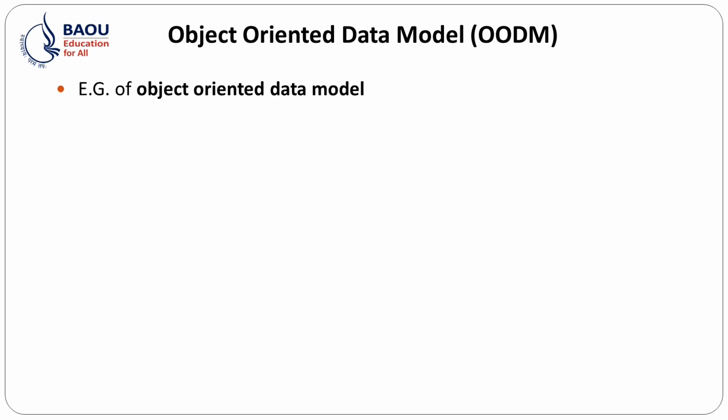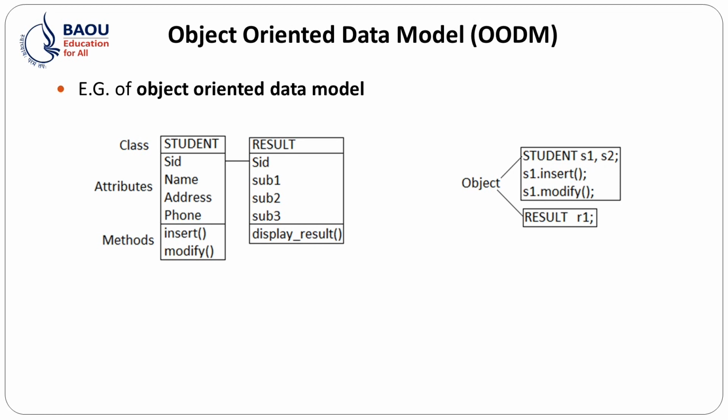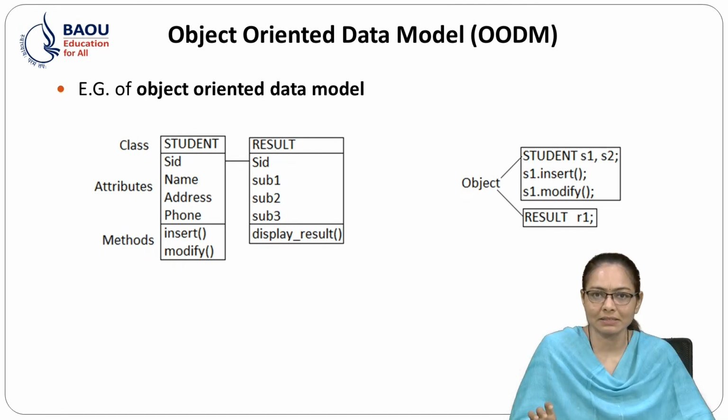Now, in the object-oriented data model, we can see in the diagram, Student is the class, and student ID, name, address and phone number are the attributes or variables of the class Student, and insert and modify are the method names of the Student class. The same as Result is a class, and SID, subject 1, subject 2, subject 3 are variable names, and display result is a method name of the Result class.